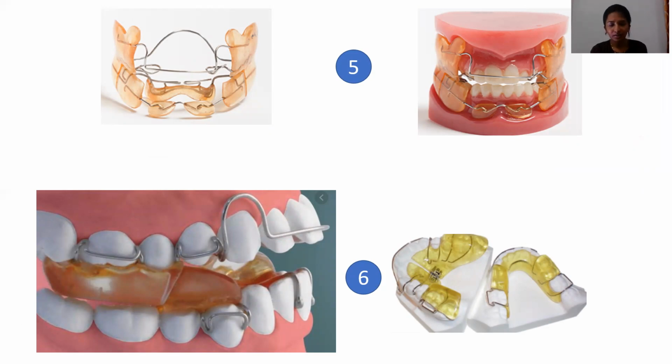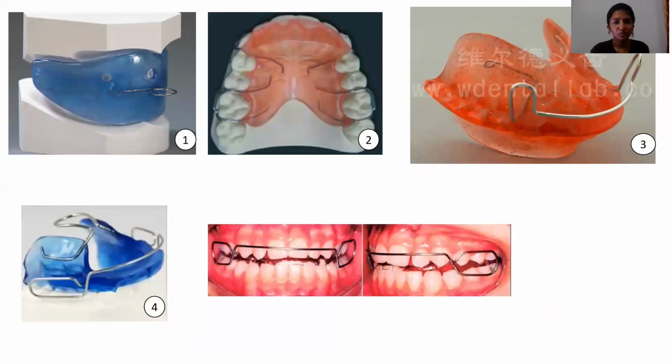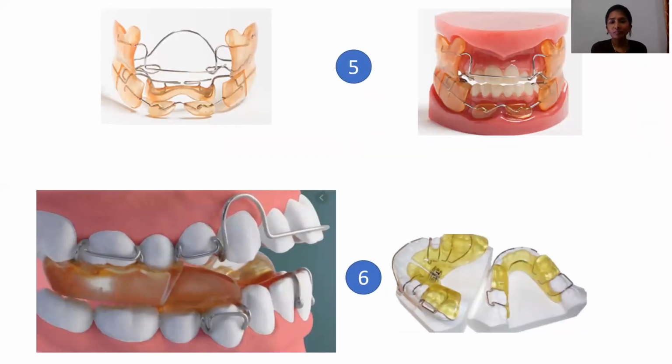And the sixth one, the bottom two pictures, shows the twin block appliance, because as you can see in the picture, it includes two blocks, an upper block and a lower block. Whereas all the pictures you have seen before are a single block of appliance, twin block is two blocks of appliance. So it is comparatively easier for the patient to wear, and that is why it remains one of the most popular appliances even today.